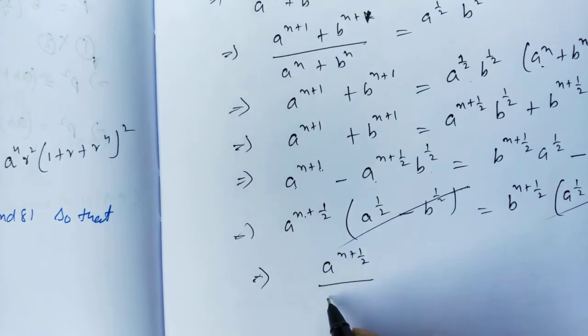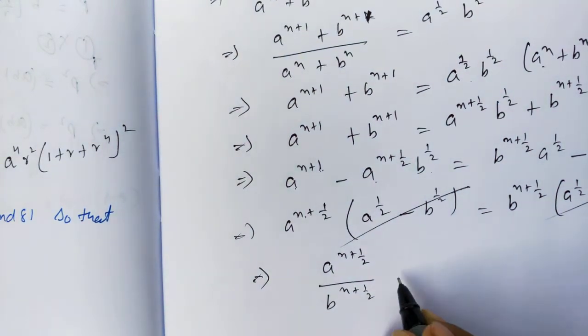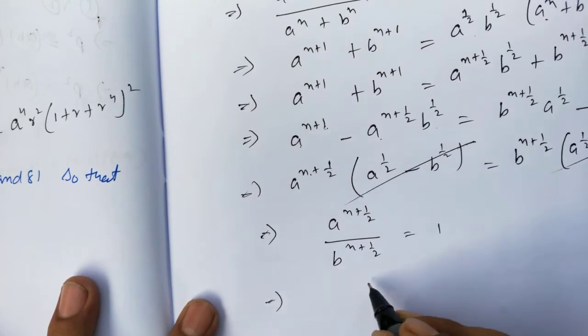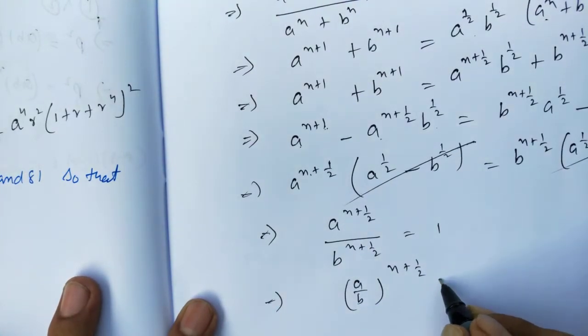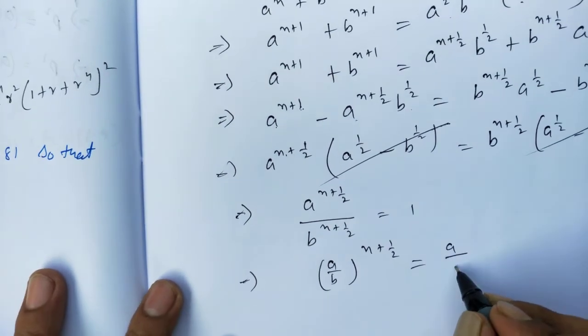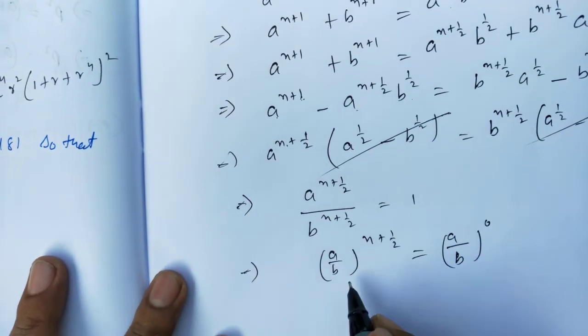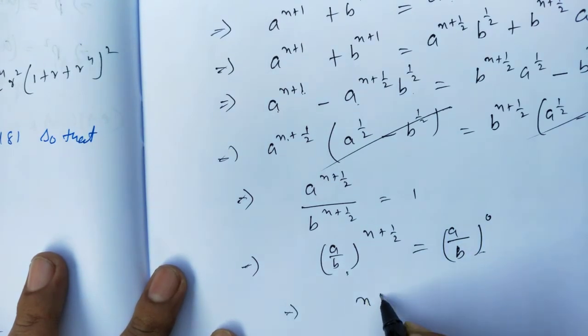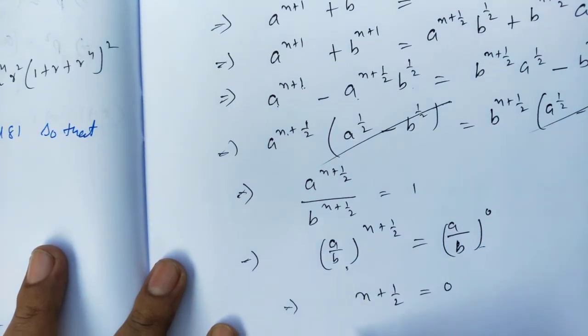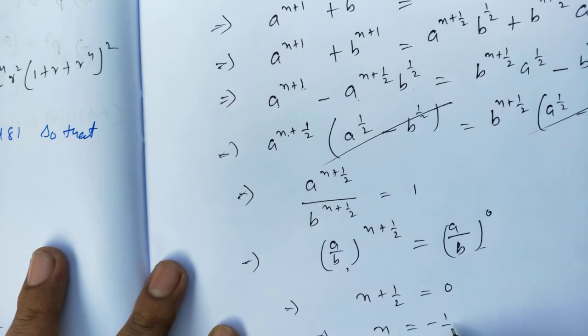So we're getting a power n plus 1 by 2, or a power half. If you bring it down, b power n plus half equal to 1. So a by b power n plus half equal to, we can write in place of 1, a by b power 0. Since the base is same, power also will be same. So n plus half will be 0. So n will be minus half.